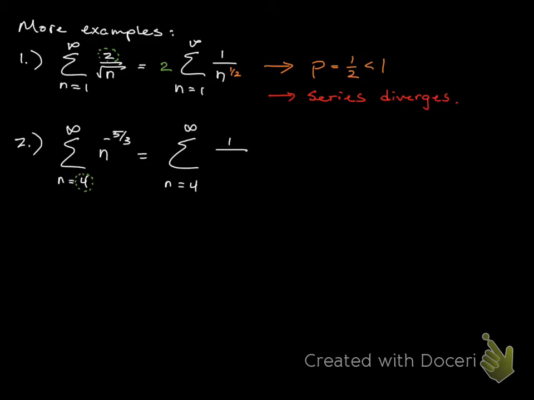And that negative exponent takes the n down to the denominator, but still with the power 5/3. That's my p. P is 5/3. 5/3 is bigger than 1. That's the criteria for a convergent p-series. The series converges. That's all you have to do. P-series is awesome. It's quick. It's easy. Geometric is quick and easy.